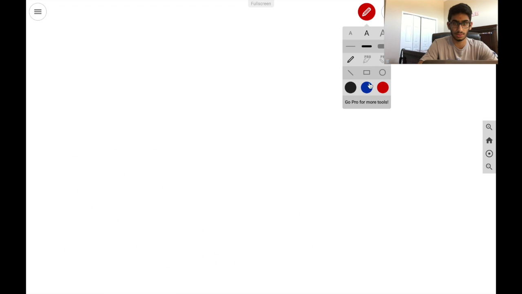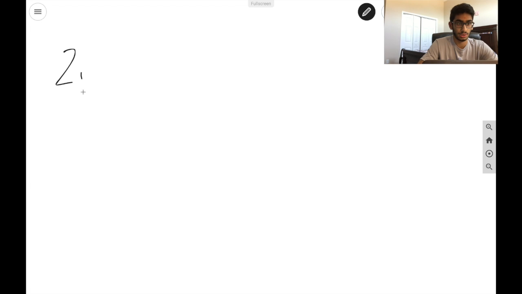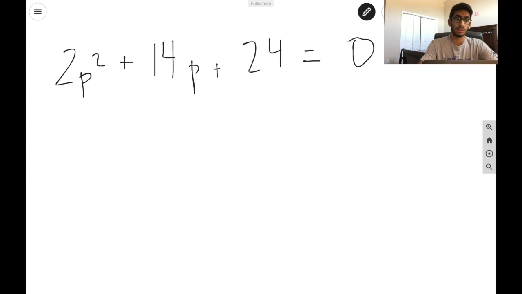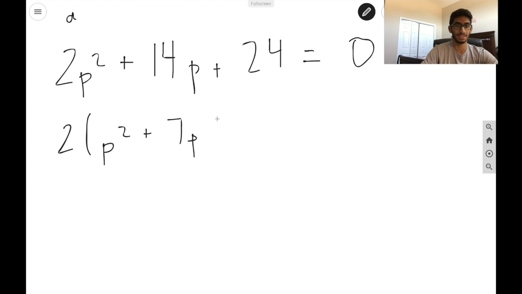Alright, so we have 2p squared plus 14p plus 24 equals 0. In this one, we have 2 as a coefficient for the a term, but we can factor it out so we can have a as 1. All these terms have a common GCF of 2, so we can factor out 2. So it becomes 2 times p squared plus 7p plus 12, and that is all equal to 0.